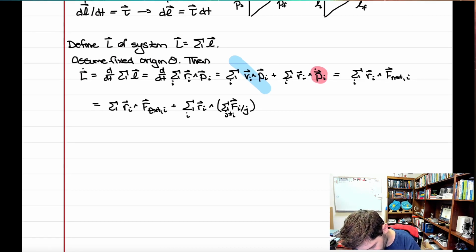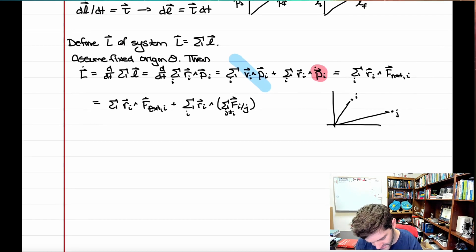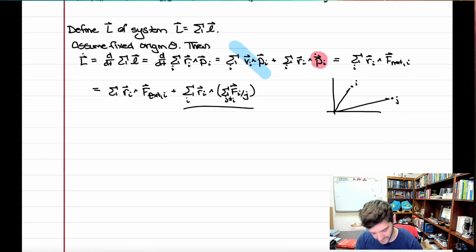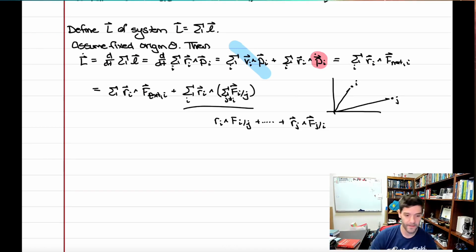Maybe this is worth just drawing a quick picture. If this is R sub I, and this is R sub J, those are very different positions. And somewhere in this big messy thing on the right, there's a term that looks like R sub I cross F on I from J. But then there also is a term somewhere where it's R sub J cross F on J from I. And if it was just the two forces, they're related by a negative sign, they add up to 0. But now, since that cross product involves a position, those two positions are very different.